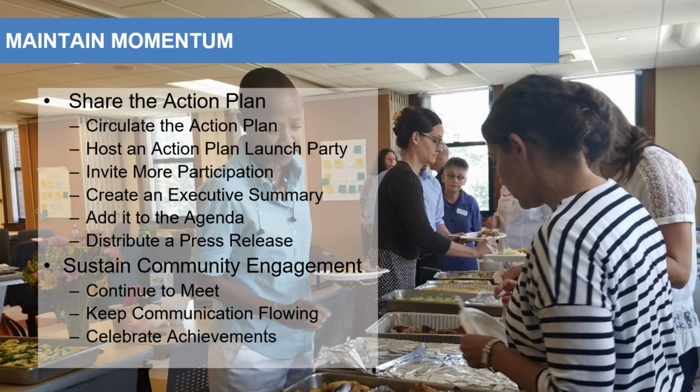Do anything that you can to invite more people to participate. Create an executive summary, recognizing that even an 8 to 10 page action plan is not going to be read by many people who are decision makers in the community. Add it to the agenda, meaning the agenda of any relevant meeting: city council meeting, neighborhood organization meeting, church group meeting, anybody that might have a role in the plan. Make sure that they know about it and talk about it. Press releases are obvious things to do.